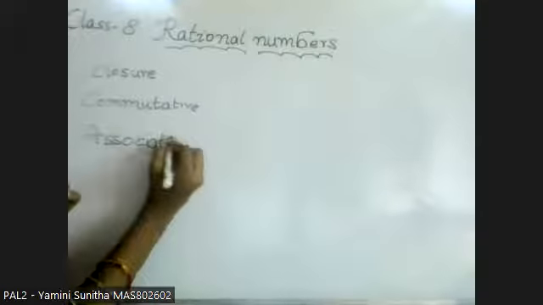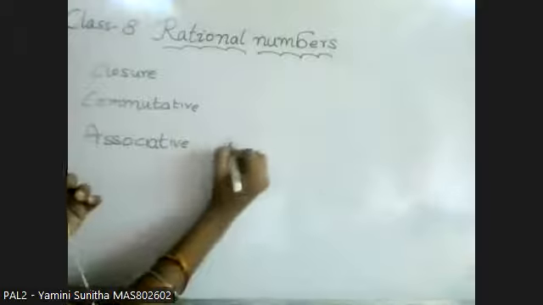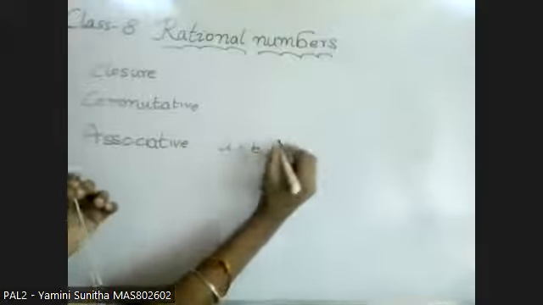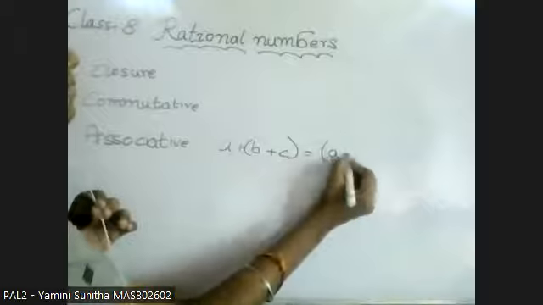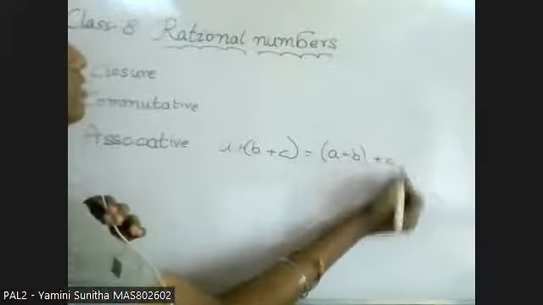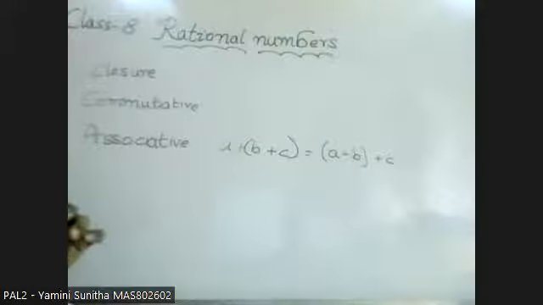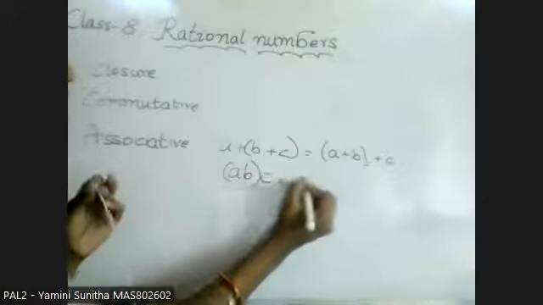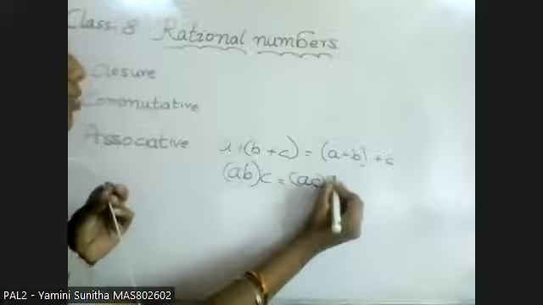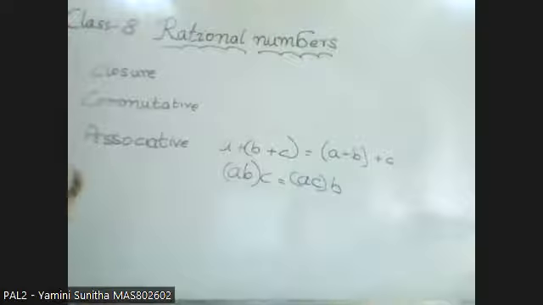So, associative property says that A plus B plus C is equal to A plus B plus C. This is the associative property. Generally, we'll determine associative property for addition and multiplication only, because as we know, it won't be applicable for subtraction and division. It is a general rule. A into B into C should be equal to A into C into B. And this is applicable for natural numbers.